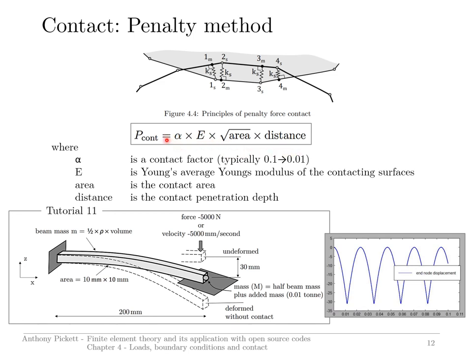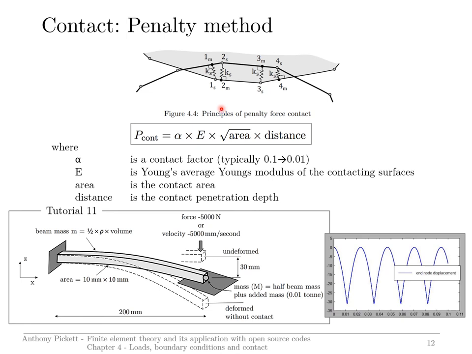Alpha is a parameter that the user can choose. Typical values are 0.1 to 0.01. E is the modulus of the materials, and it's usually an average of the modulus of this particular surface and this particular surface. Area is the contact area.